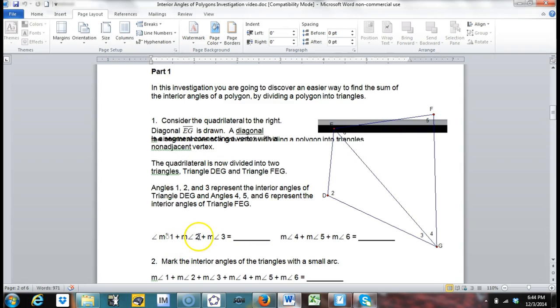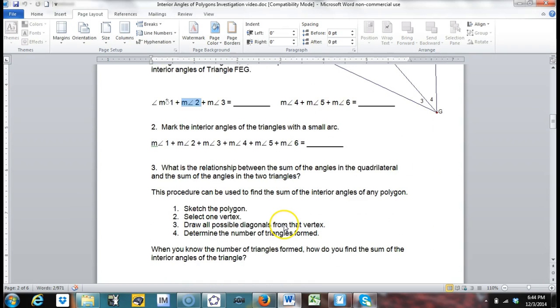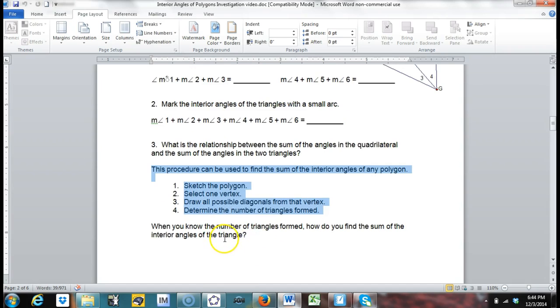So the measure of angle 2, this is just talking about the angle value. So if you took the angle value of angle 1 plus the angle value of angle 2 plus the angle value of angle 3 based off this picture, they should equal 180 degrees and so forth. So fill out this page. This procedure is actually explaining what I just covered, right? So answer this question here at the end, and actually this shouldn't say triangle. We can think of it as, when you know the number of triangles formed, how do you find the sum of the interior angles of the, and we're going to say polygon instead of triangle. So fix that, please. So answer that question.